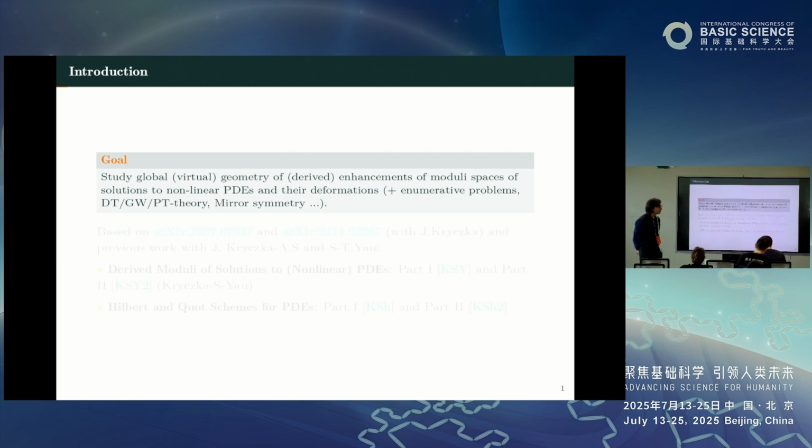I will talk about the study of global and maybe virtual geometry of moduli spaces of solutions to nonlinear PDE. Under deformation theory, these have applications in enumerative problems, for instance Donaldson-Thomas theory, Gromov-Witten theory, Pandharipande-Thomas theory, mirror symmetry. All these nice moduli spaces are originally just moduli spaces of solutions to systems of differential equations that come in handy in mathematical physics, quantum field theory, supersymmetric field theories, etc.